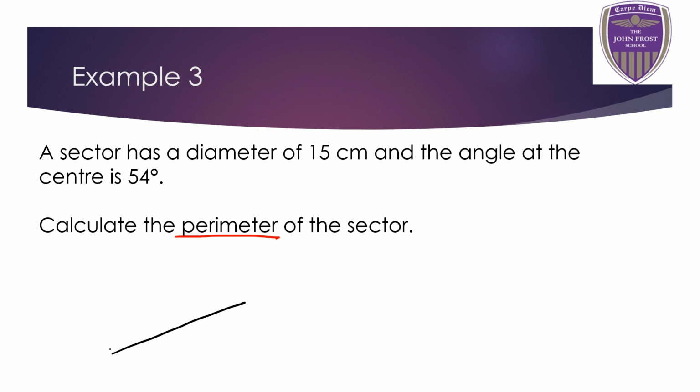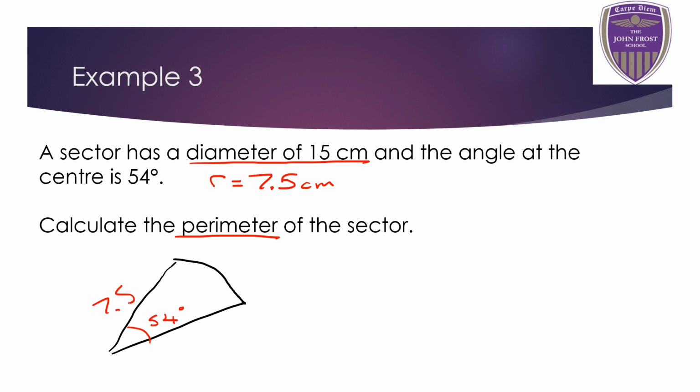So if I just draw a sketch, not to scale, obviously, in case you gathered. So the angle here is 54 degrees and the diameter is 15 centimeters. Now, if the diameter is 15 centimeters, that means the radius is 7.5 centimeters because radius is half of the diameter, okay? So 7.5 centimeters, 7.5 centimeters. So what we're doing is we are trying to figure out the total distance around this shape.